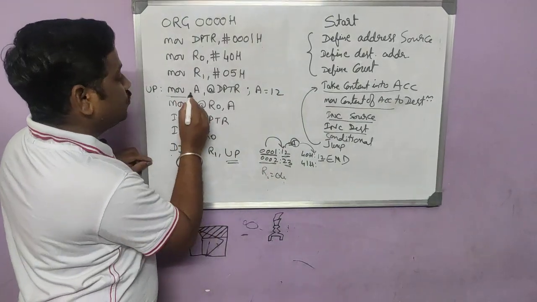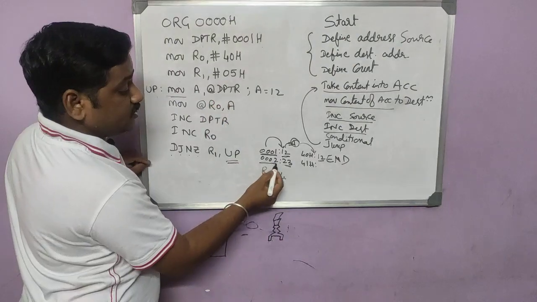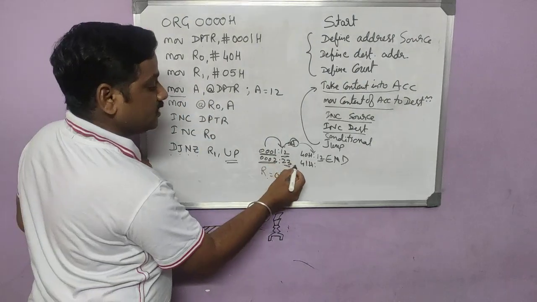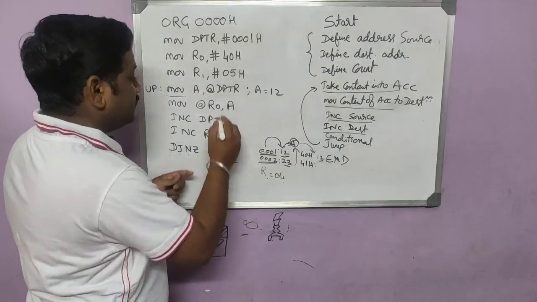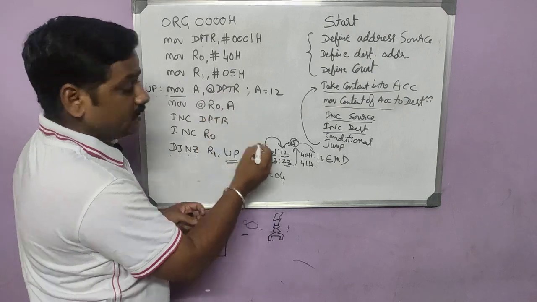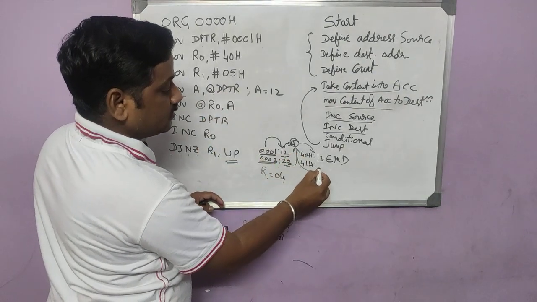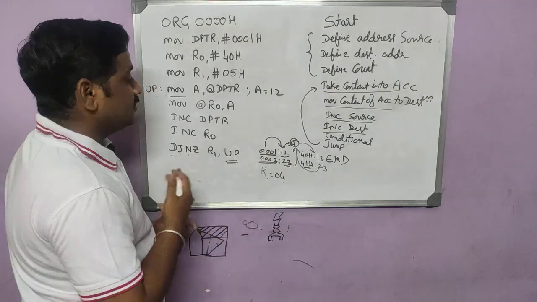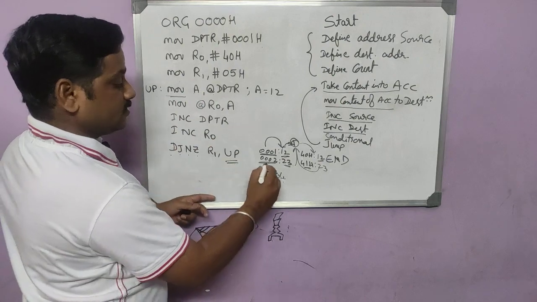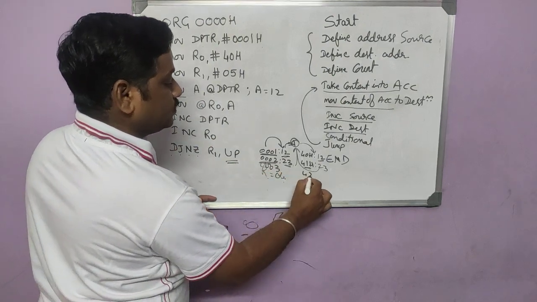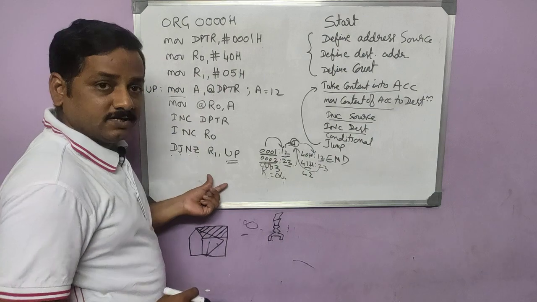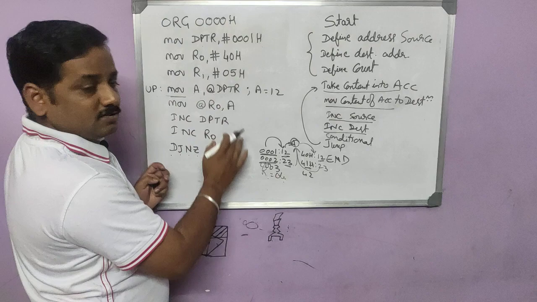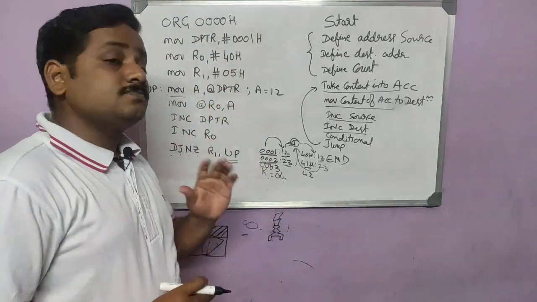Move A comma @DPTR. DPTR is pointing towards this, and at DPTR I have 23. That will be taken into A. So this we get in A. And then MOV @R0, A. So from here I will get it in this 41H, because R0 has been incremented. Then again we will increment DPTR and R0. So it will be 0003. This will be 42, incremented. And decrement R1. R1 will become 3. It's again not 0, so it will go back. It will do this until R1 becomes 0.